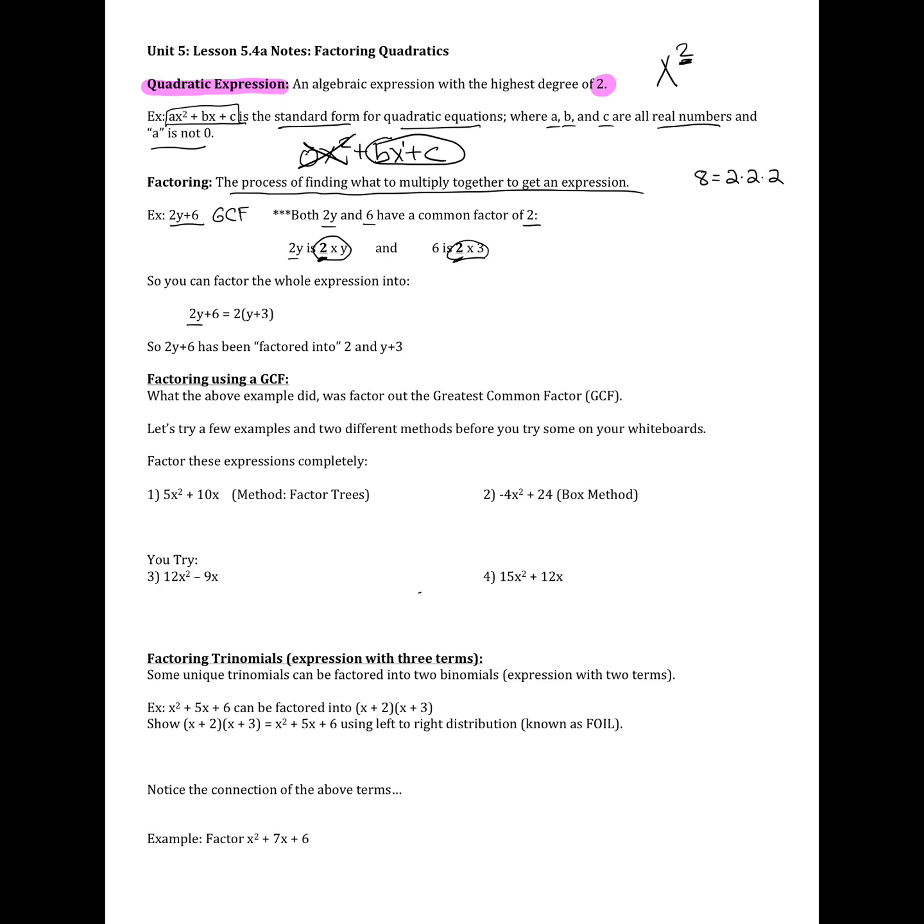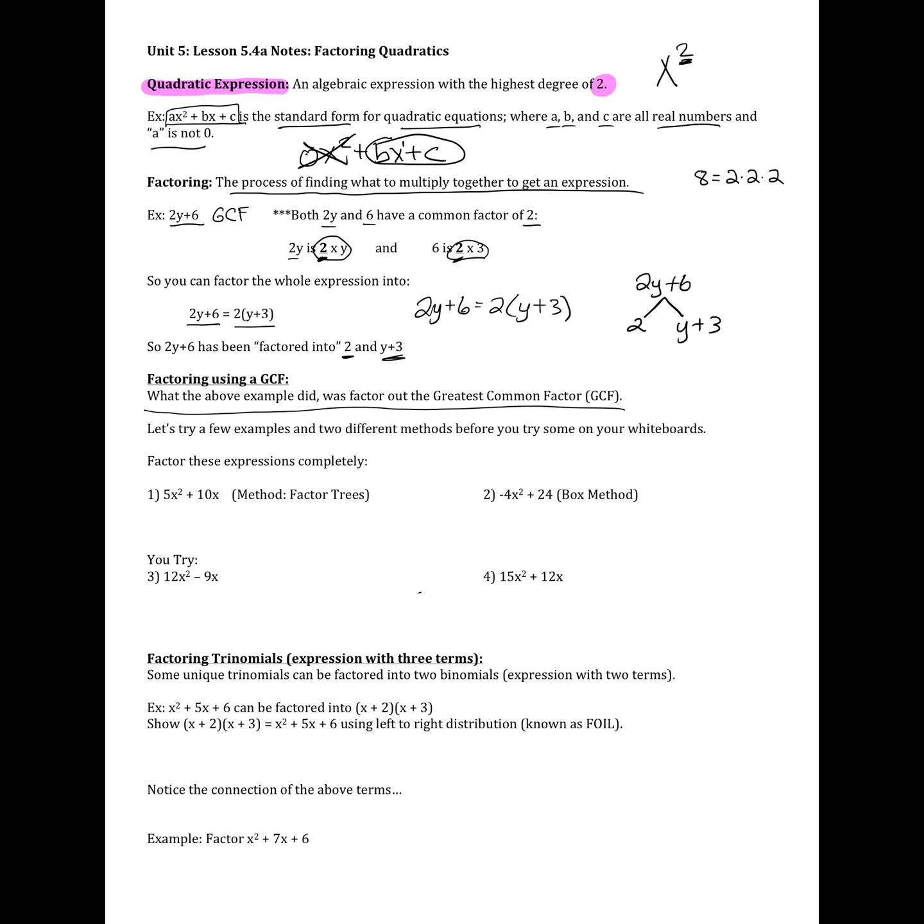So the expression 2y plus 6 can be rewritten as 2 times the quantity y plus 3. So once again, 2y plus 6 can be rewritten as 2 times the quantity y plus 3. Therefore, it has been factored into 2 and y plus 3. If you were looking at a factor tree with this expression, you would see it written like this. This is one of the branches, and y plus 3 is the other branch. Okay, so like I said, what the above did was factor out the greatest common factor.